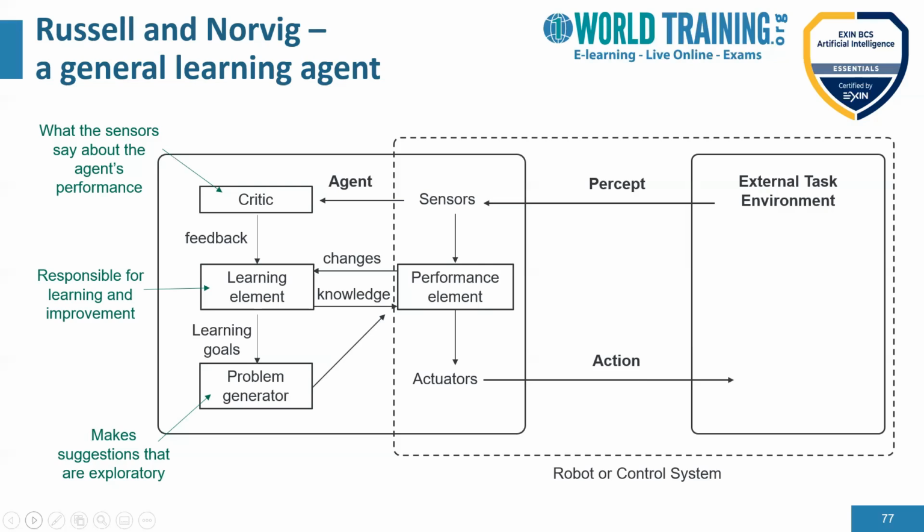These are the important aspects which have to be considered when you are trying to build a general learning agent. Your learning element is responsible for overall learning and improvement. Your problem generator is responsible for making suggestions for exploratory work. And that's how your sensors and actuators work in agreement with the overall agent, for the inputs received through the percept and the output delivered by the actions to the external world.